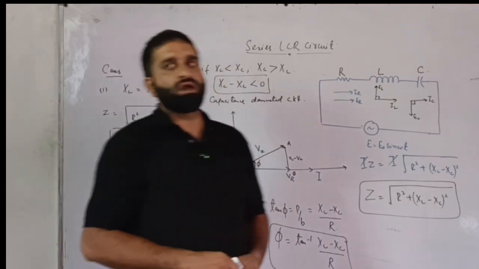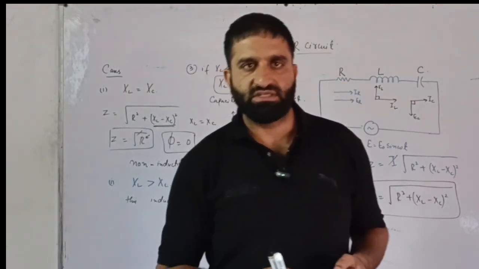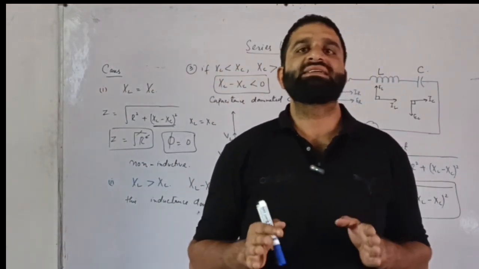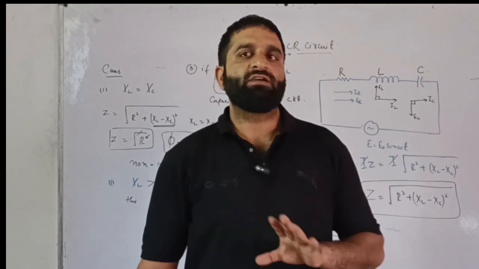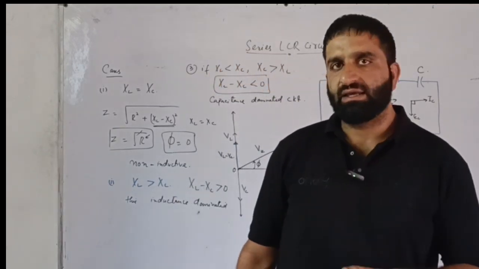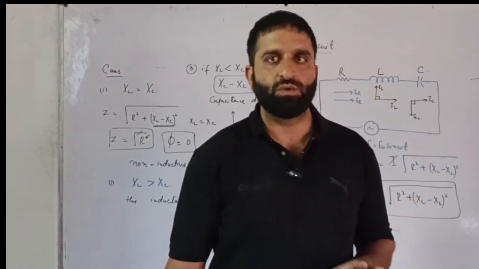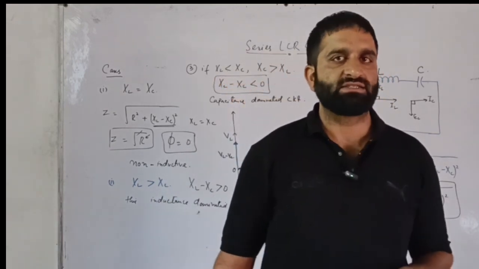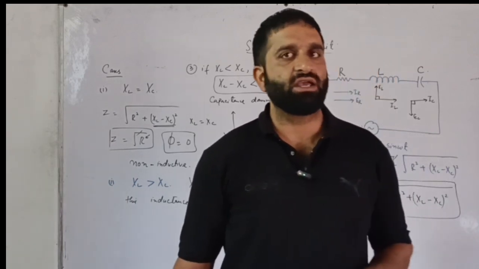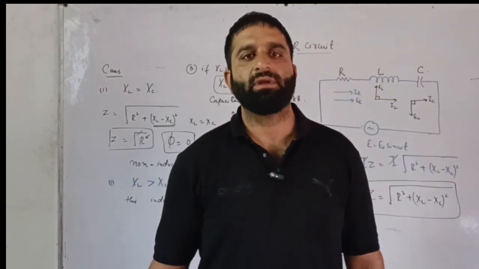So when we have capacitive reactance equal to inductive reactance, in that case our series LCR circuit is non-inductive. That means Z is equal to R. If XL is greater than XC, in that case XL minus XC is positive, that means the circuit is inductance dominated. If XC is greater than XL, in that case XL minus XC is negative, and that circuit is capacitance dominated.